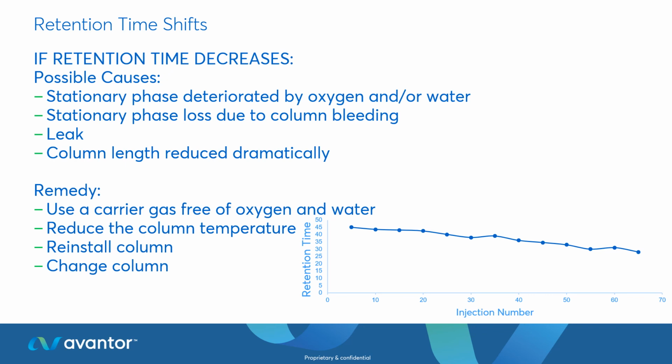In terms of the remedy, using a carrier gas free of oxygen and water will certainly help. Appropriate filters here would help massively. Look to reduce the column temperature to avoid that column bleeding. Potentially reinstall the column if we feel that it might be a leak. And then if the column length is causing a problem, then look to replace the column with a new column.